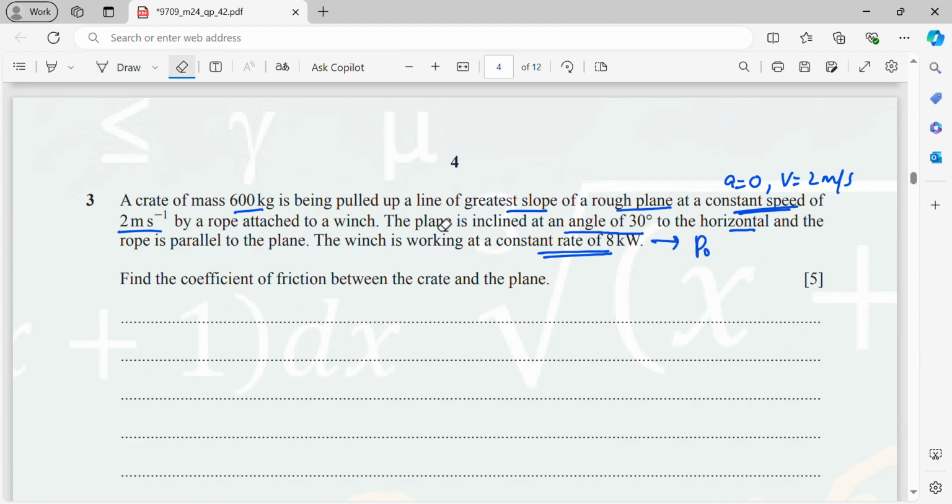Right. So now, find the coefficient of friction between the crate and the plane. So I will draw the diagram. Okay, so let's say this is the plane inclined at 30 degrees.